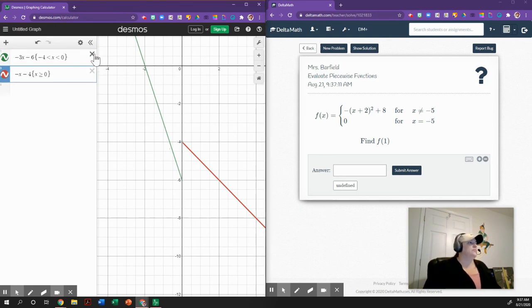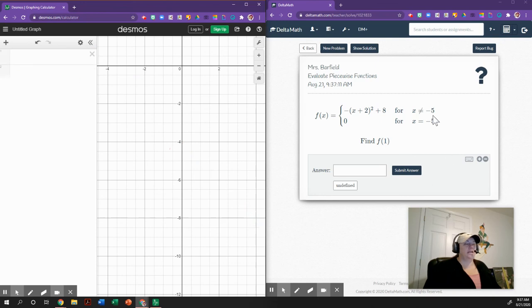This is another one of those problems where, okay, it says for x does not equal -5. So that means any number except -5. So if they give me any number except -5, I'm going to use this function to evaluate. Okay, if they give me x equals -5, the answer is just going to automatically be 0. All right, so it says find f of 1.